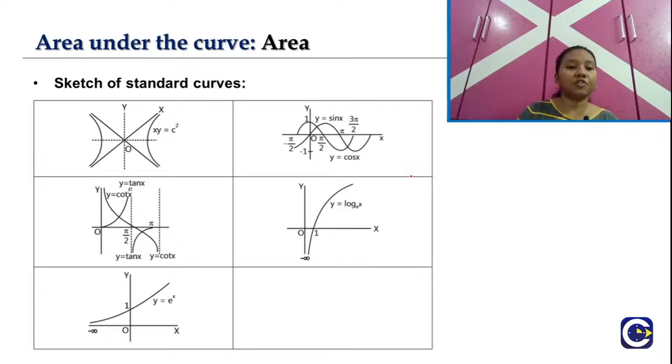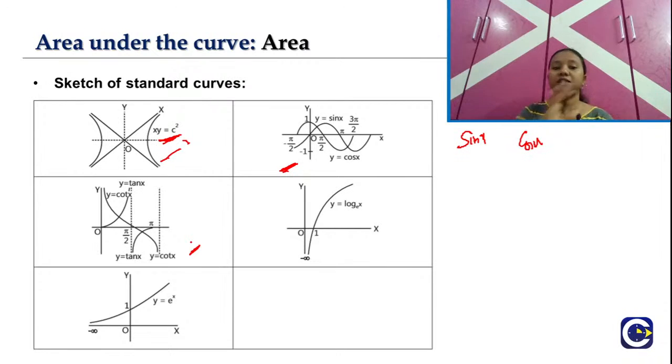If you have a curve xy equal to c square, the figure will look something like this, where c is a constant, and according to the constant you can get the values. And for trigonometric, you know the graph of sine function, the graph of cos function, and tan, cosecant, secant, everything you already know. Here you can see sine and cos functions, and tan and cot, and secant and cosecant you can easily get. You have already seen those typical graphs.